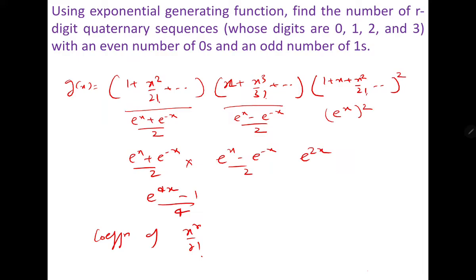So 1 by 4 does not contribute anything. So e raised to the power 4x would contribute 4 raised to the power n, and this 4 would also be there. So this would be 4 raised to the power r minus 1.